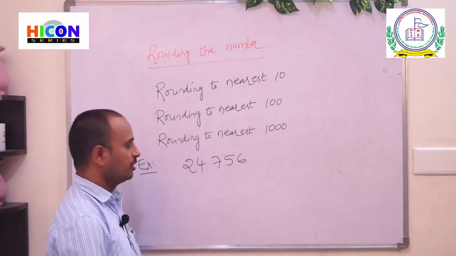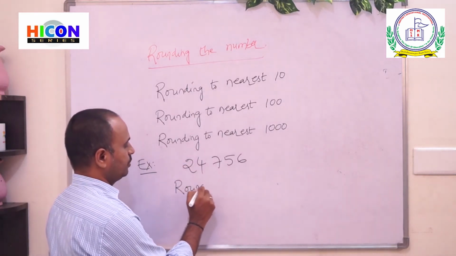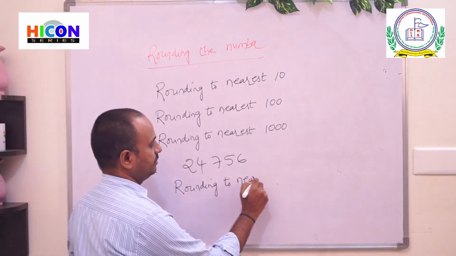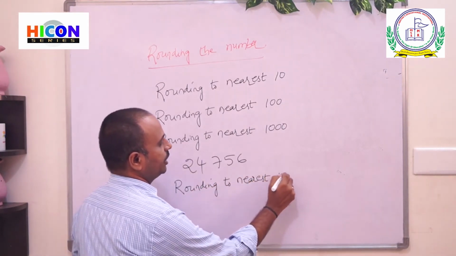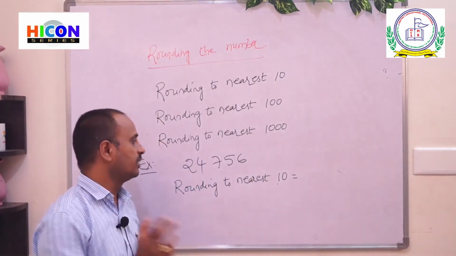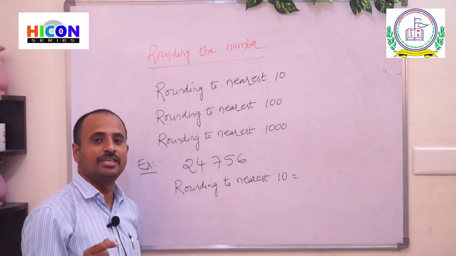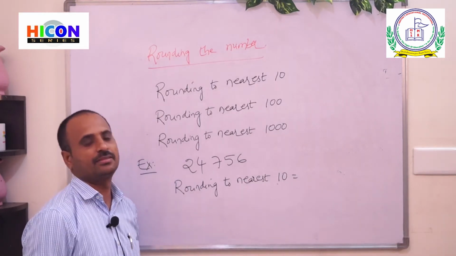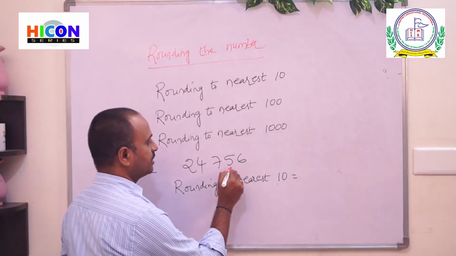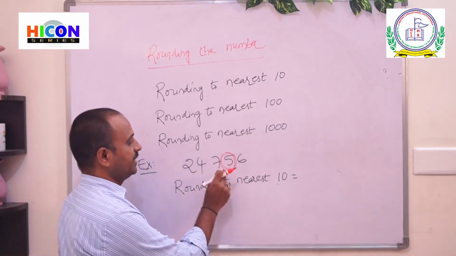So let us see how to round this number to the nearest tens. Rounding to the nearest 10. So children, if you want to round the given number to the nearest 10, first identify the digit present in the tens place. In this number, the digit present in the tens place is 5.